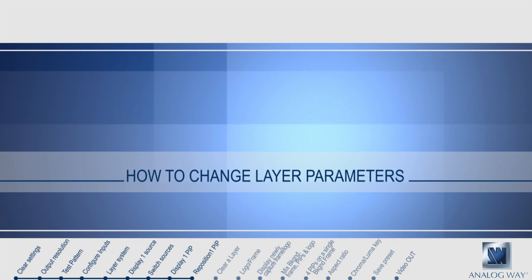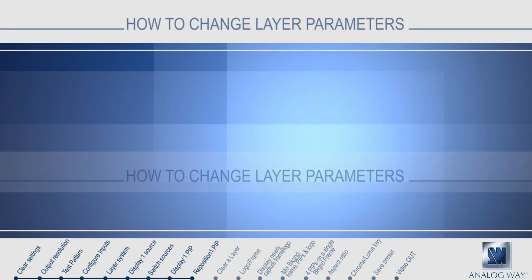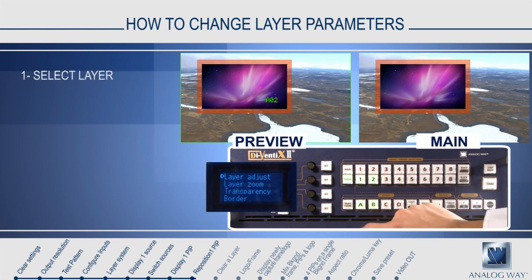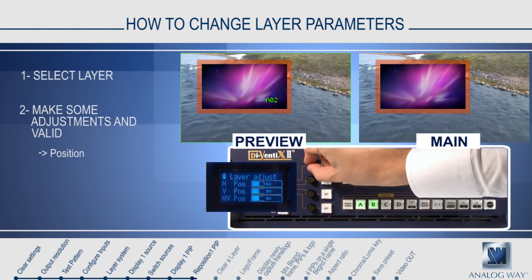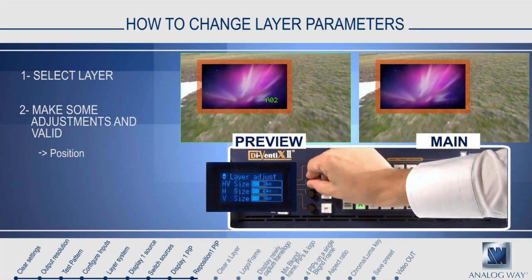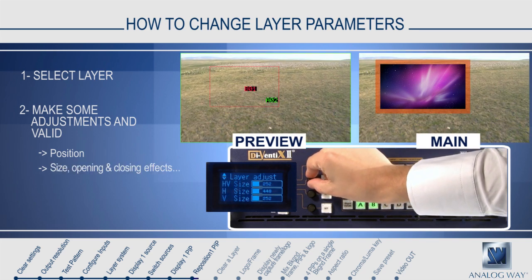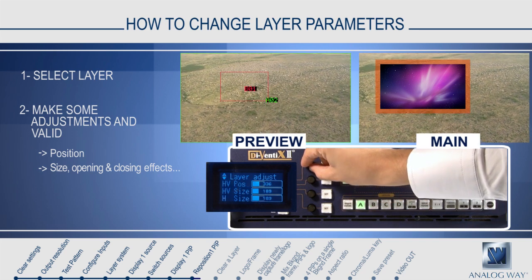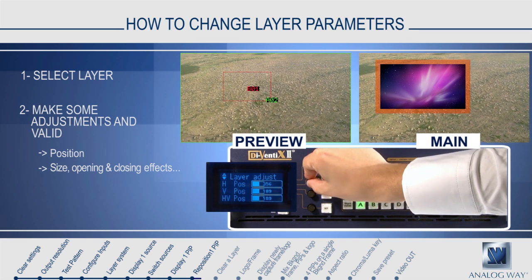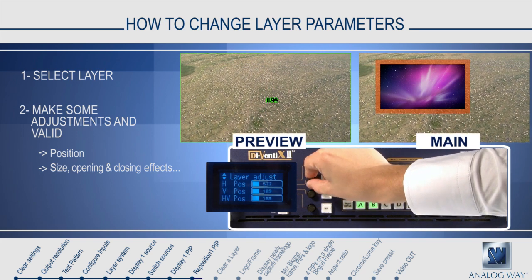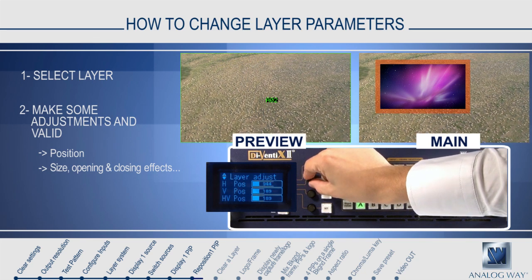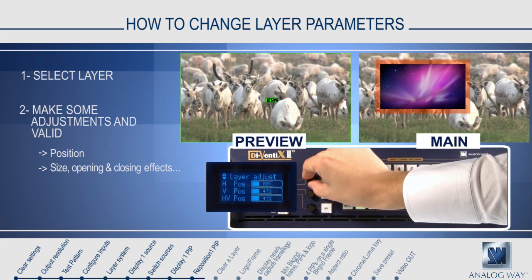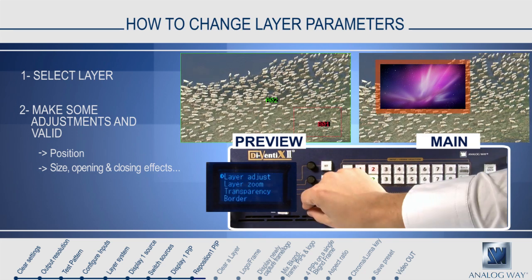How to change layer parameters. To change layer parameters, start by selecting the layer you wish to adjust. This will bring up the layer properties in the menu. Select Layer Adjust for size and position of the PIP, and choose a parameter to adjust. Once you start making adjustments, you'll see the borders of the PIP change on the preview screen. When you are satisfied with your position and size selection, press Set to go back to the layer properties.